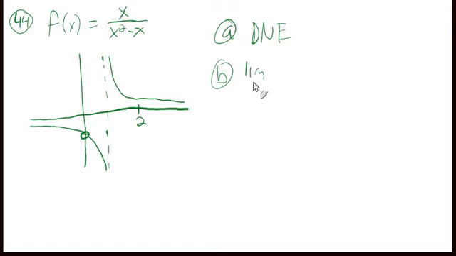B. The limit as x approaches 0 of f of x. As x approaches 0, what's the limit? Well, this function is not defined at x equals 0, but the limit does exist. It approaches from the right and from the left, and it approaches the same value. What is that value? It's negative 1.